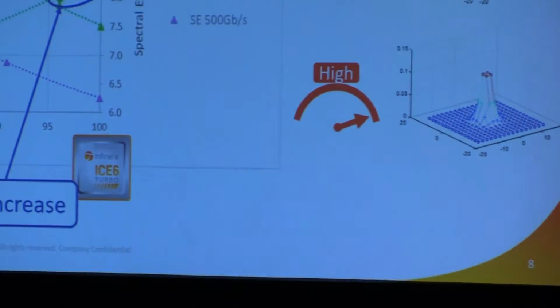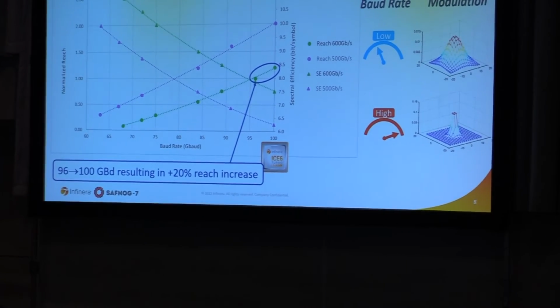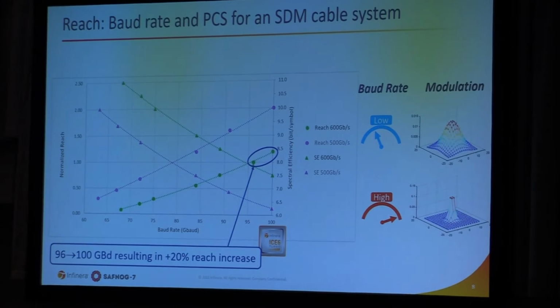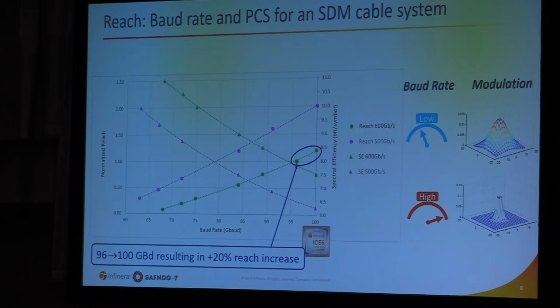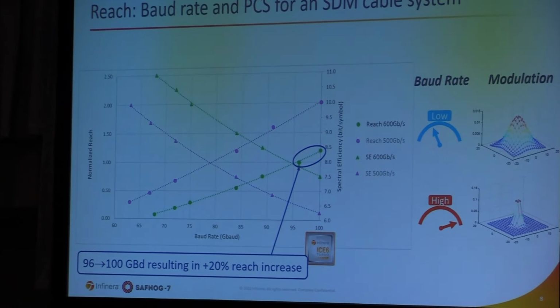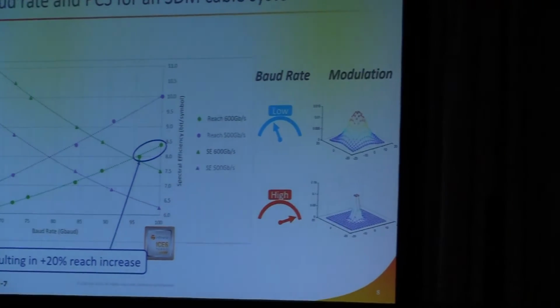You might ask yourself, so what is the impact of increasing the baud rate exactly? These two dots show the example of going from 96 gigabaud to 100 gigabaud. And that looks like a very small increase. But actually, just increasing from 96 to 100 gigabaud results in a 20% reach increase for this particular line rate of 600 gig. So by being able to push your transmission technology a little bit forward, you can get quite steep results.